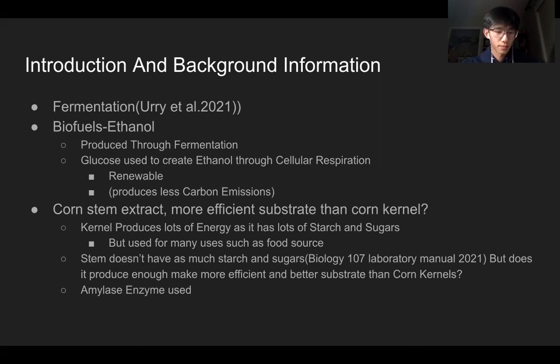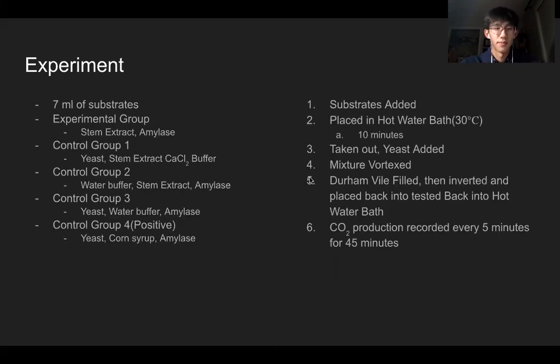thrown out. In this experiment, we are trying to see if using amylase as an enzyme to increase the breakdown of starch can produce enough ethanol to justify using corn stems as a more efficient substrate instead of corn kernels, as corn stems are often just thrown out and not used at all.